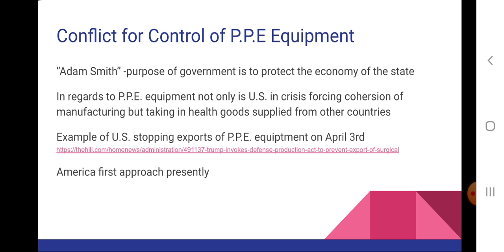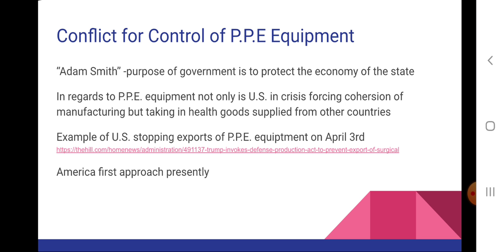So the conflict for control of personal protection equipment. Adam Smith proposed that the government is to protect the economy of the state. In regards to PPE, not only is the U.S. in crisis, forcing cohesion of manufacturing, but also taking in health goods supplied from other countries. So not only are we forcing these companies right now to manufacture to our needs, but we're also taking in imports from other countries.